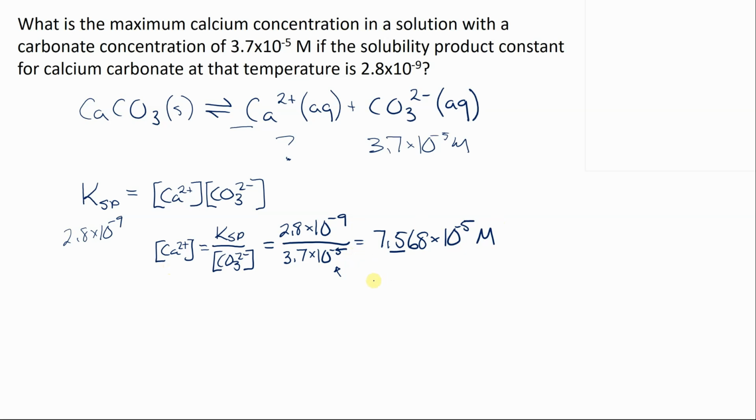So this should be rewritten that the concentration of calcium in this solution, the highest you can get without it starting to precipitate, would be 7.6 times 10 to the negative 5 molar. Okay, let's do one other.